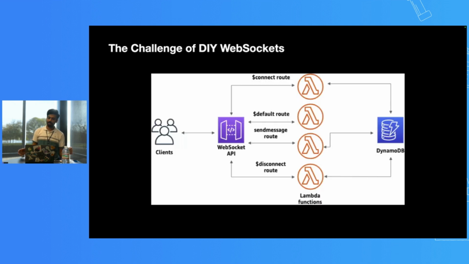Here's a sample architecture of the WebSocket API implementation using API Gateway. You can see all these Lambda functions and DB tables. You have to write those functions, you have to manage the tables, and they're just there to handle the connections and store the incoming subscriptions. This adds significant backend overhead, and especially as you scale, things start to slow down.